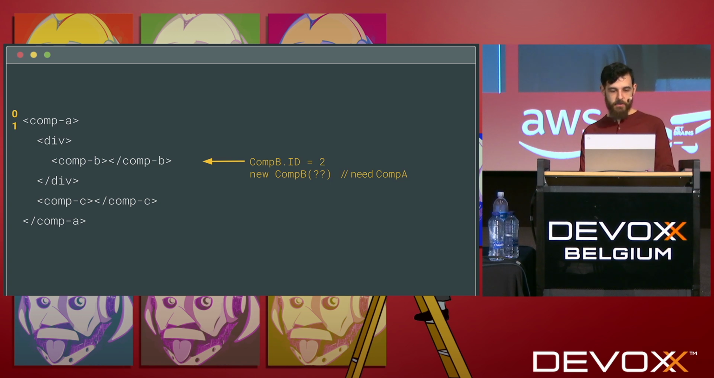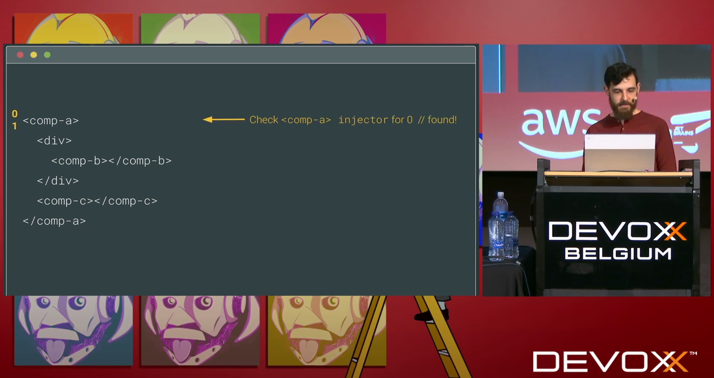Component B is going to get created. It's going to get an ID of 2. And when it creates, let's say it tries to inject component A. And so it's going to look here to see if ID 0 lives on this node. We know that it doesn't. We're going to go up. We're going to see that ID 0 is here. We found it. We return it. We build this thing and continue.